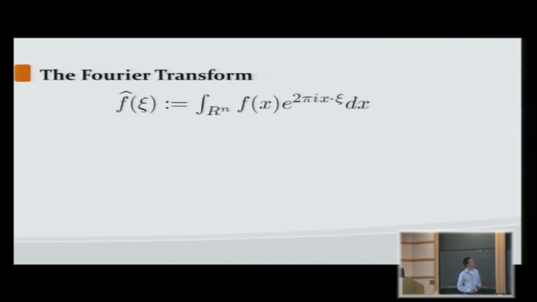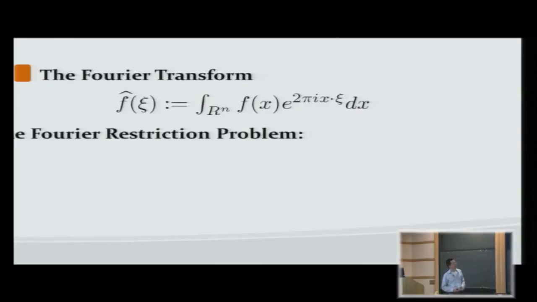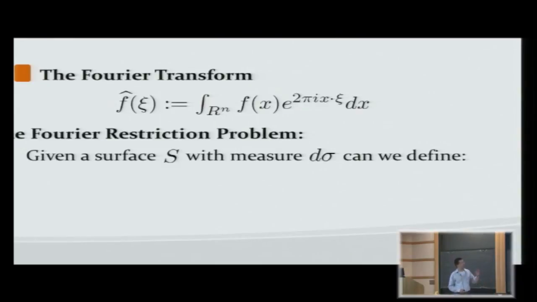And so in R^n, we can define a Fourier transform as well. You've probably seen that before. And so the restriction problem asks that if I give you a surface in R^n, and I take a function that's the Fourier transform of a function on R^n, can I make sense of that? Can I make sense of the Fourier transform for almost every point in my surface?